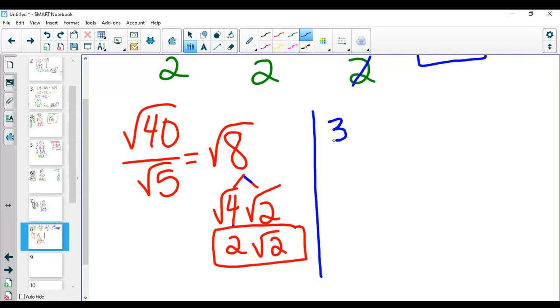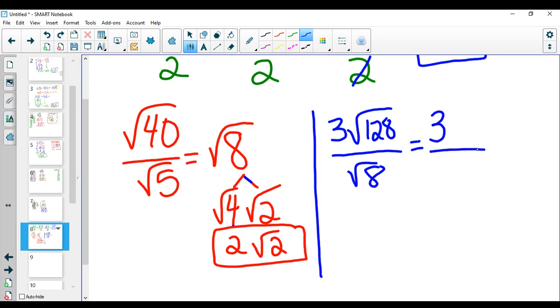We have 128 over square root of 8. So now we're going to be dealing with a number in front of the radical on the top. We're going to have a radical on the top and a radical on the bottom. So just bring that 3 over, and let's break down these radicals.